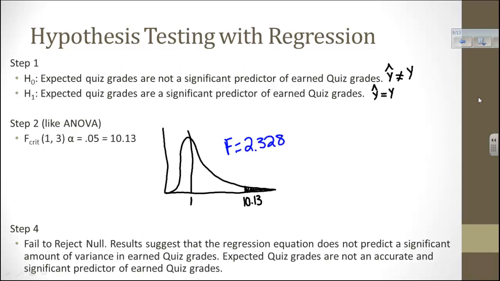2.328. Guess what? It's not making the cut. It's not in the critical region. So we would fail to reject the null.